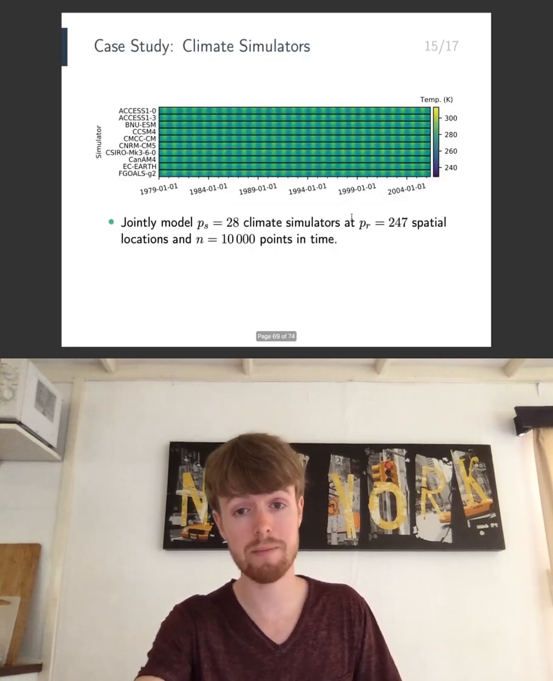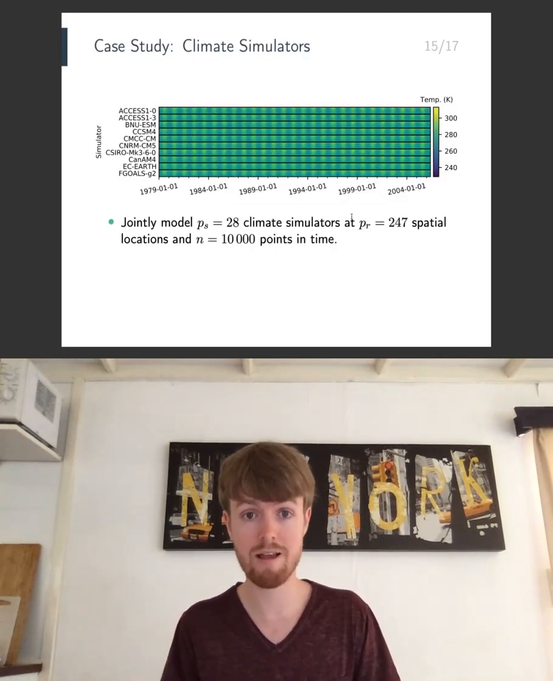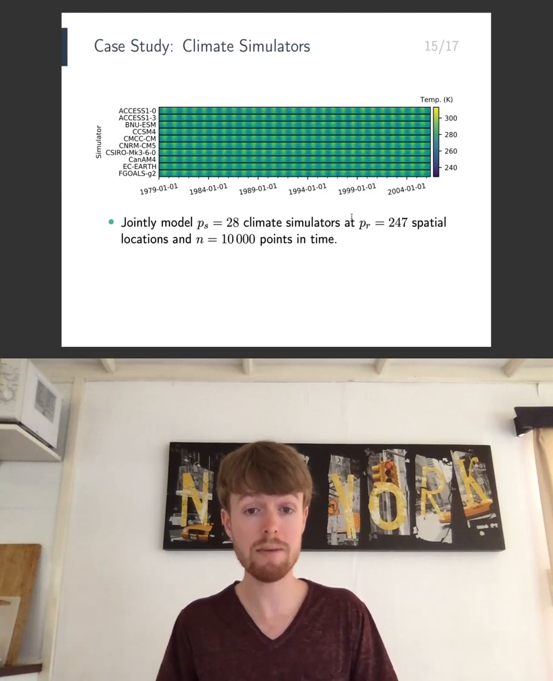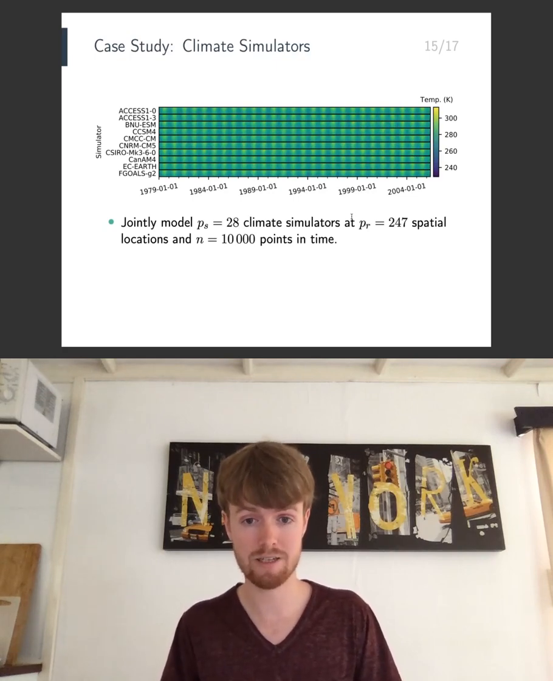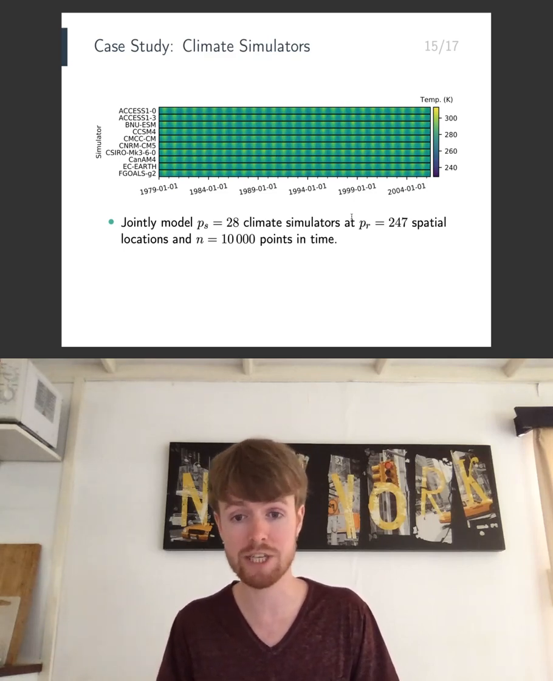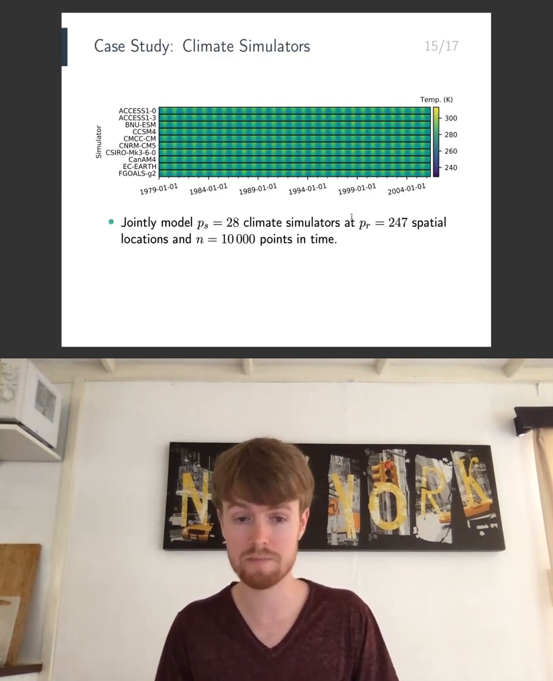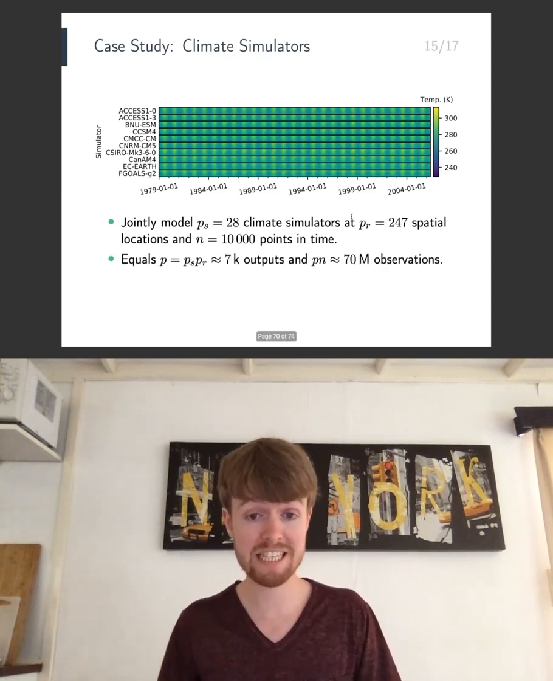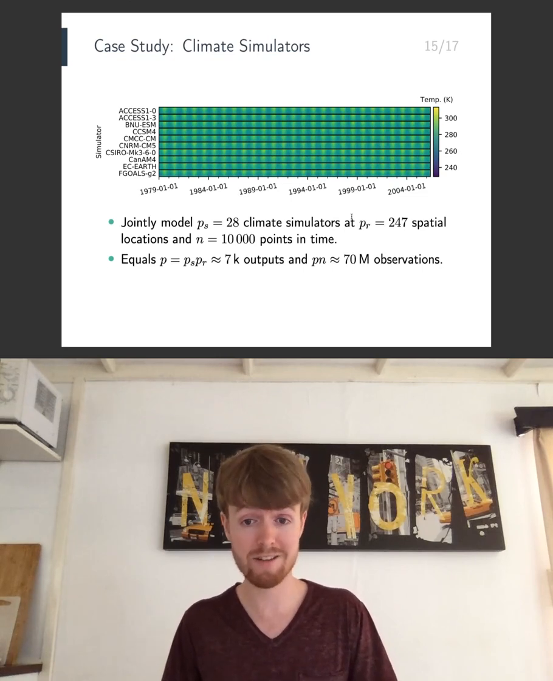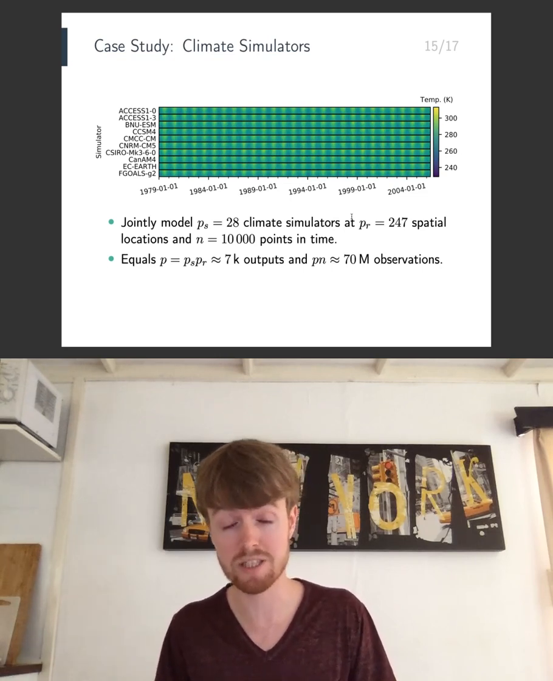In another experiment, and the last experiment that we'll consider in this presentation, we jointly model 28 climate simulators, where every climate simulator outputs predictions at 247 spatial locations at 10,000 points in time. The figure shows the outputs of the first 10 simulators. This equals about 7,000 outputs, which comes down to about 70 million observations.